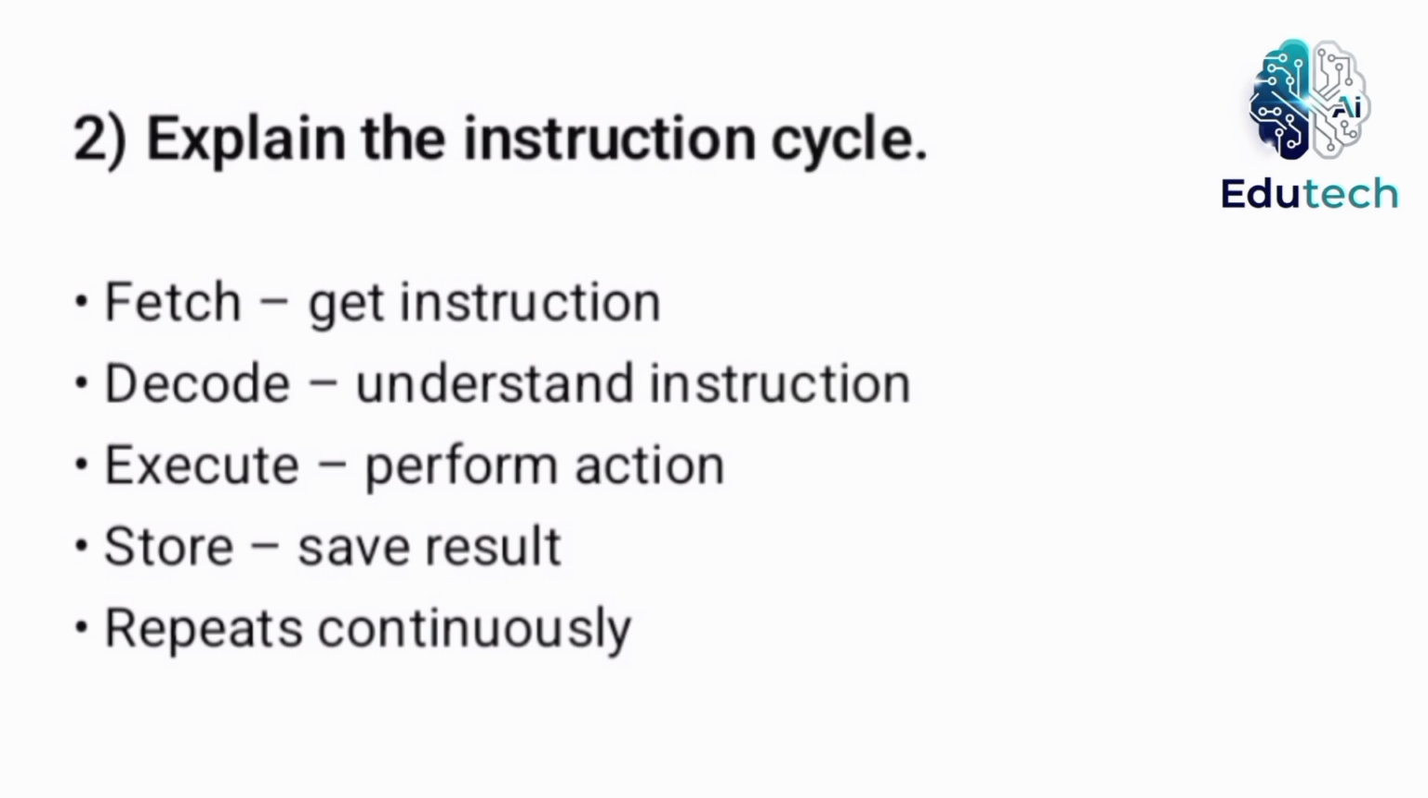Instruction cycle. The instruction cycle is the basic working process of the CPU. First, the computer fetches the instruction from memory. Then it decodes the instruction to understand what action is needed. After that, it executes the instruction, which may involve calculation or data movement. Finally, the result is stored back in memory. This cycle keeps repeating every second while the computer is running.